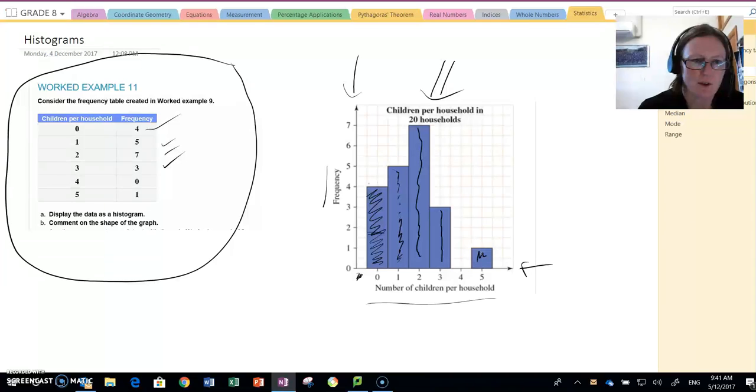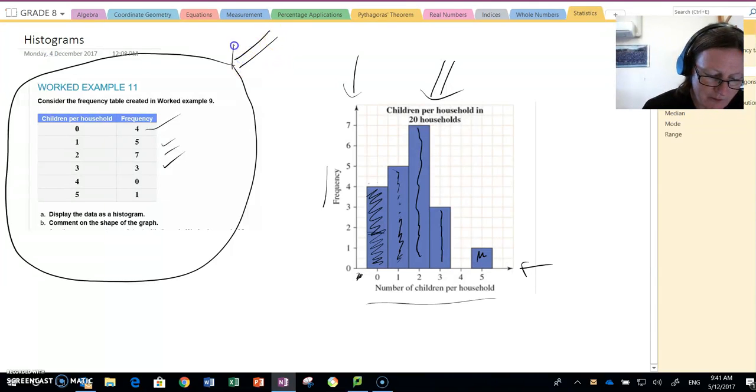So we have put that data. In a previous video, we put the data into the table, and now in this video from the table, we have drawn our histogram. Comment on the shape of the graph is the next part of the question.